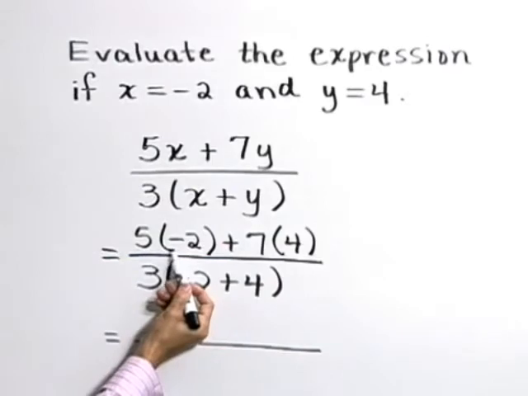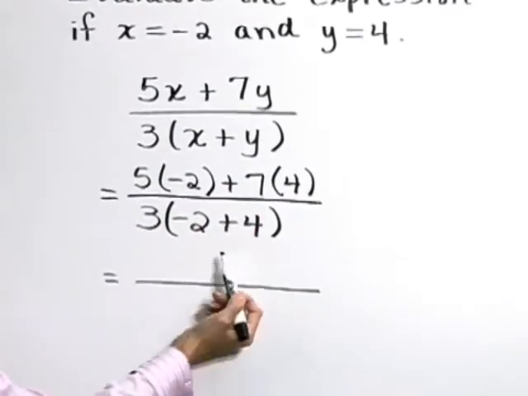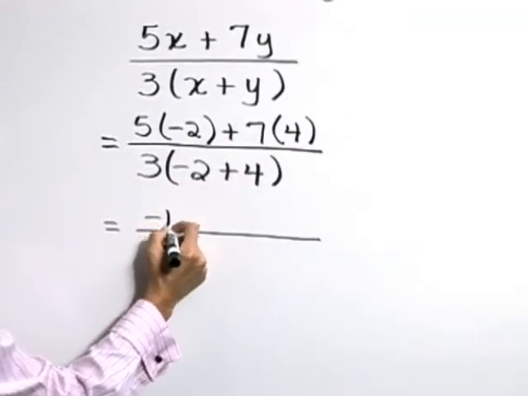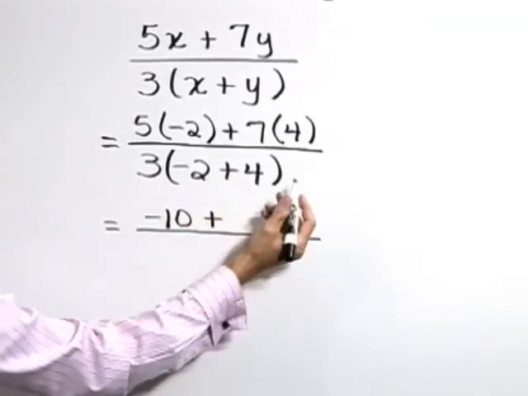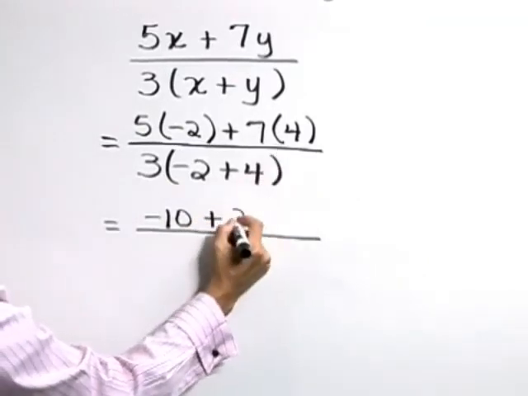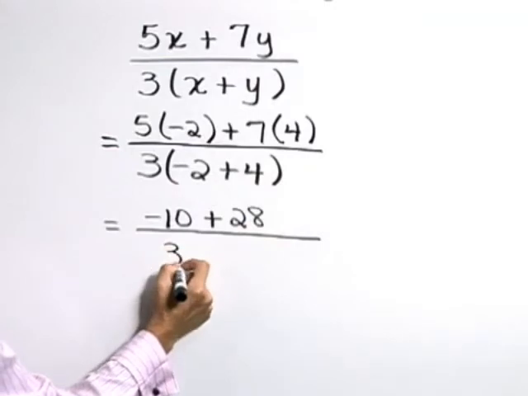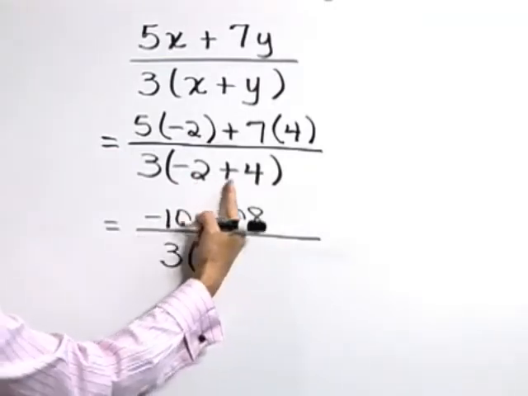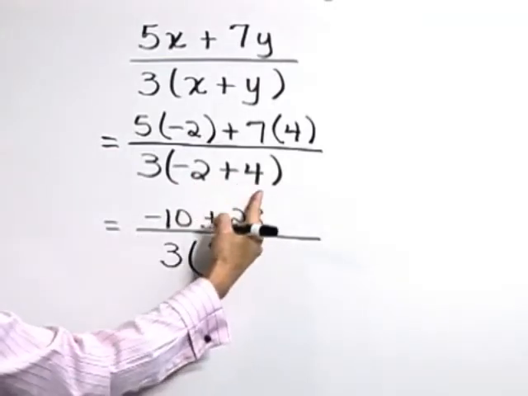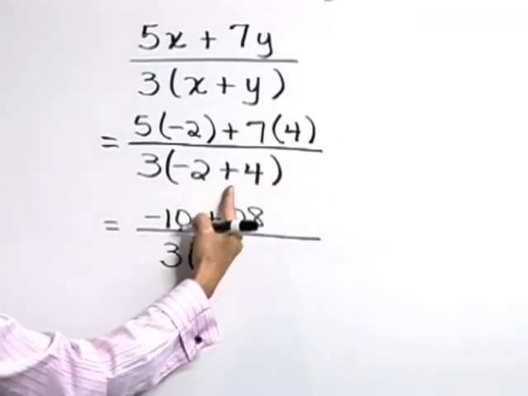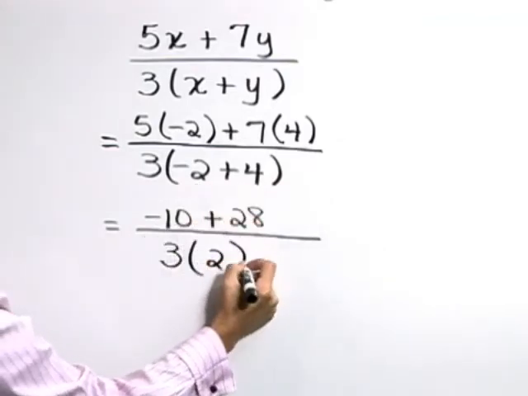In the numerator, let's do the multiplication first. 5 times -2 is -10, plus 7 times 4 is 28. In the denominator, let's complete this quantity in parentheses. -2 plus 4 is 2.